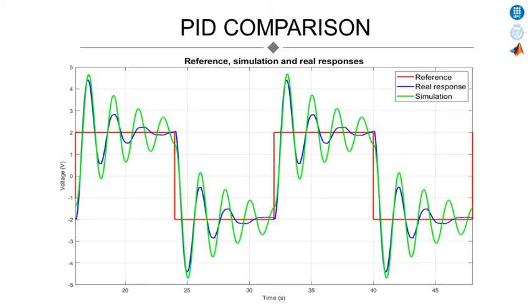In this figure we can analyze the responses of a simulation done before implementing the controller in the real system, in green, and the real response, in blue. As we can see, the real response doesn't follow the simulated response. This is because there are non-modeled dynamics and so the obtained transfer function doesn't exactly represent the whole real system.